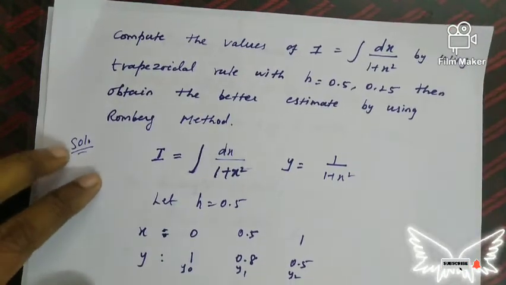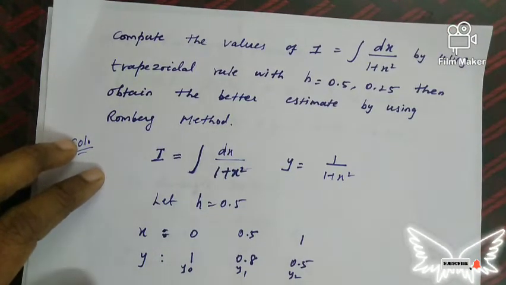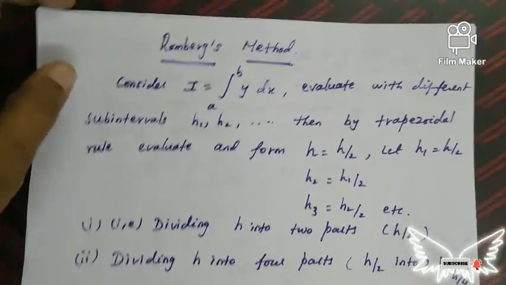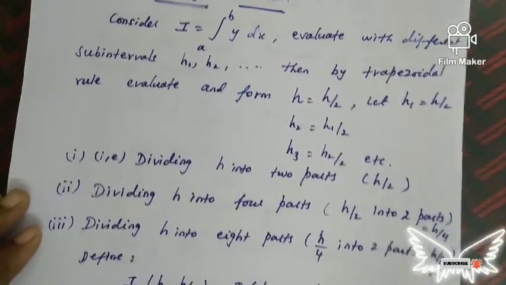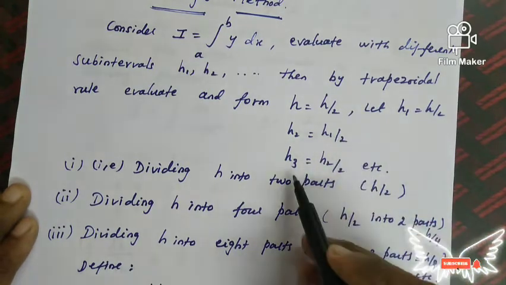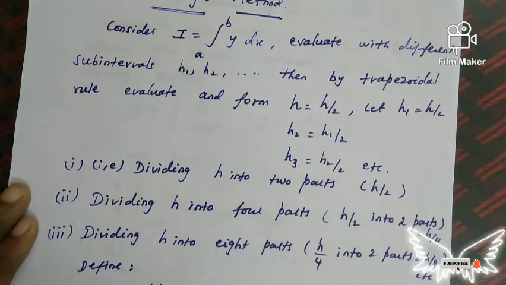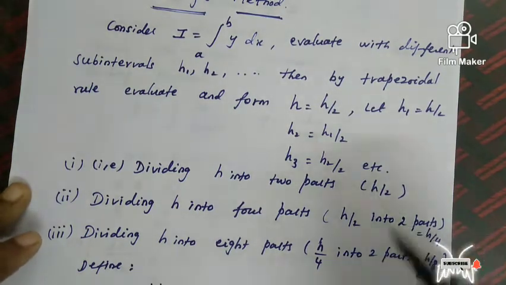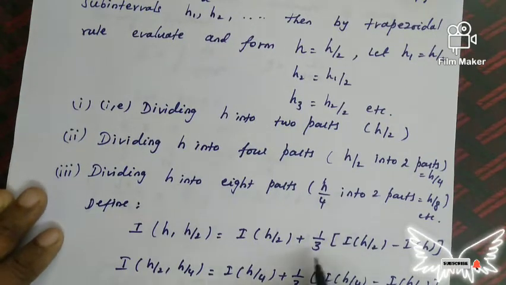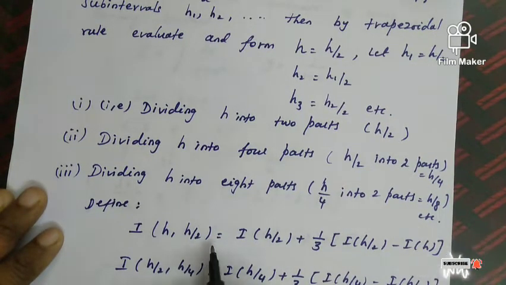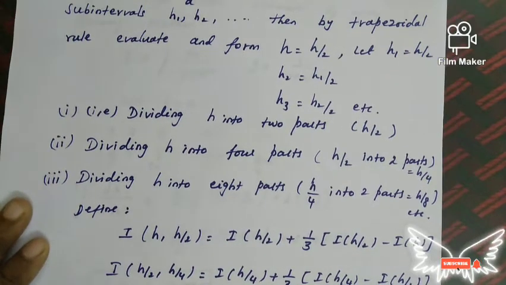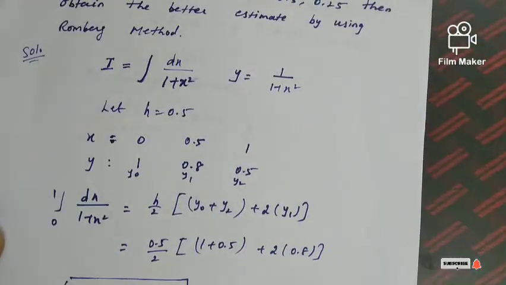So this is the problem under Romberg's method. Once again I will repeat the procedure for how to do the problem. For the given integration, first we have to use the trapezoidal rule to form the intervals h1 equal to h, h2 equal to h1 by 2, h3 equal to h2 by 2, etc. Then after finding the intervals using the trapezoidal rule, we write the Romberg's method formula and find the interval values. If two successive values are equal, we can stop the iteration. So this is the procedure of Romberg's method.